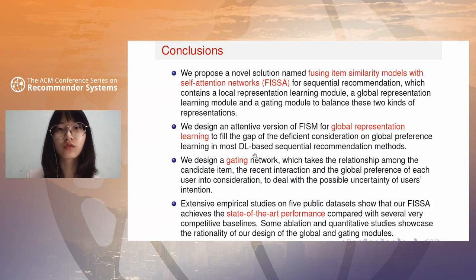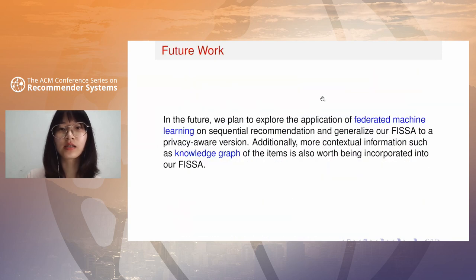Here's the summary of our work. We propose a novel solution named FISA by designing an attentive version of FISM for global representation learning and a gating network to balance the local and global representations according to the candidate item. And we carried out some interesting studies about our FISA. Here's the direction of our future work.